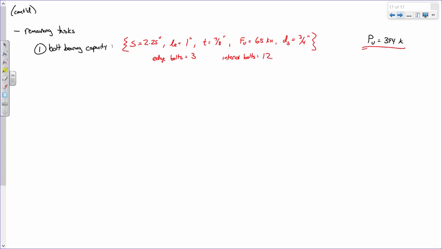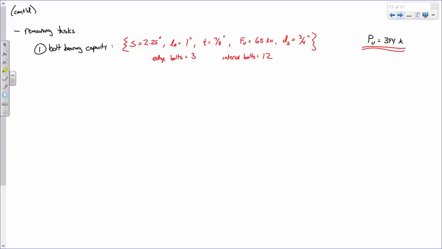Now, let's say that we don't have enough bolt bearing capacity. Let's say we do this and the bolt bearing capacity is 384 or 374. What is a way that we could fix the connection? Well, a simple way of fixing a connection would be add more bolts, right? That's an easy way of fixing it, but maybe that's a bit overkill. What's another way of fixing it? Well, maybe instead of 2 1/4 bolt spacing, we use 2 1/2. That would increase the amount of space between the bolts and ultimately increase your LC distance, which would increase your bolt bearing.